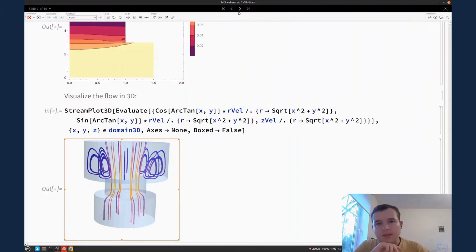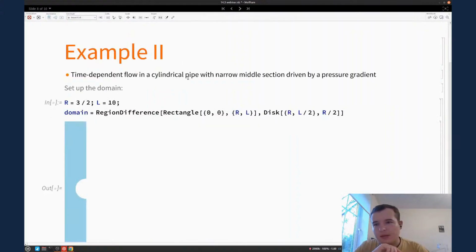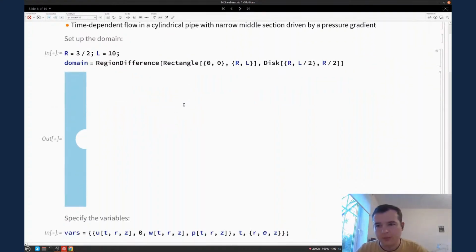A second example that I have here is time-dependent flow in a cylindrical pipe with a narrow middle section, and now it will be driven by a pressure gradient, not by inflow. So this is the kind of domain that we are dealing with. Here on the left-hand side we have once again the axis of symmetry. So rotating this 2D domain around this edge would give us the fully 3D domain.